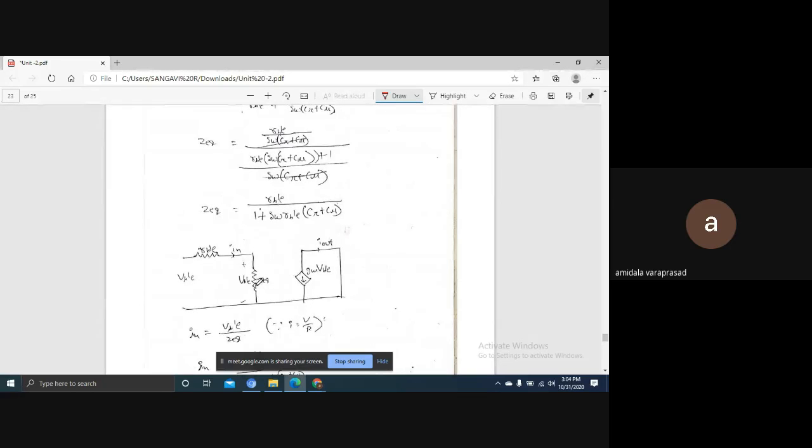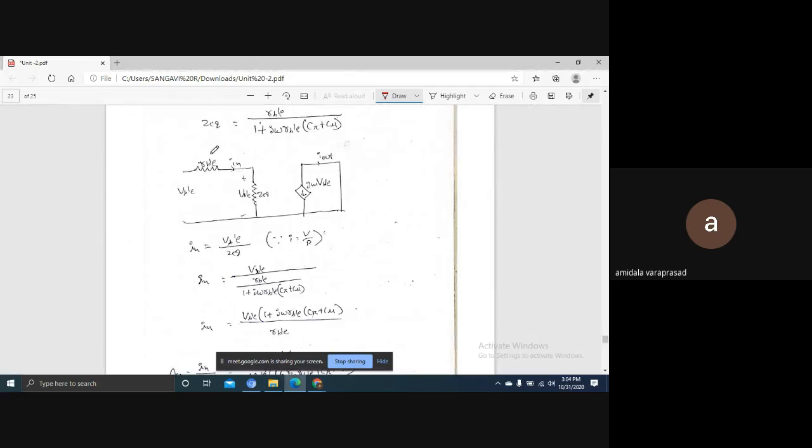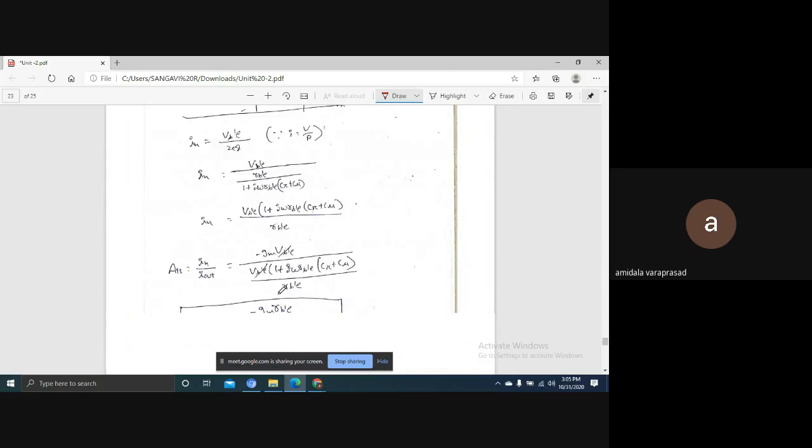This is Z equivalent. In place of RB dash, C dash, and CB dash, I directly represented Z equivalent. Now, IN is equal to VB dash by Z equivalent. From this, IN equals VB dash, and I can write Z equivalent directly. This equation you can substitute here. After substituting, VB dash will come in the numerator and in the denominator is RB dash.